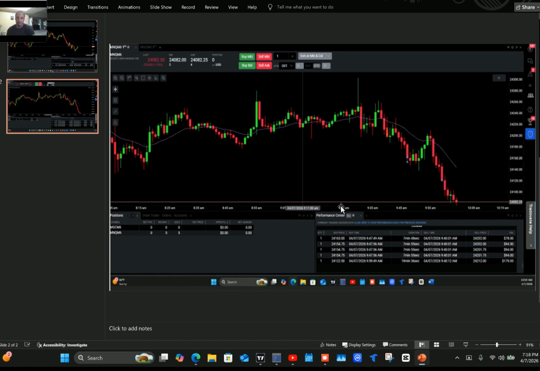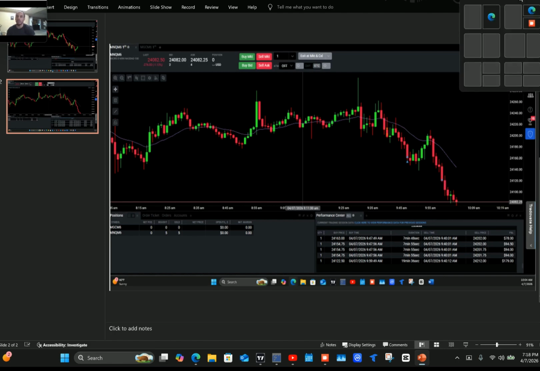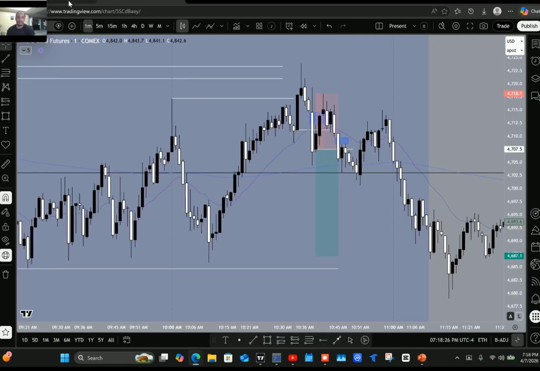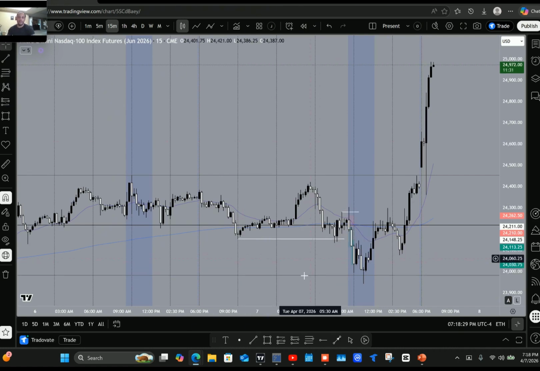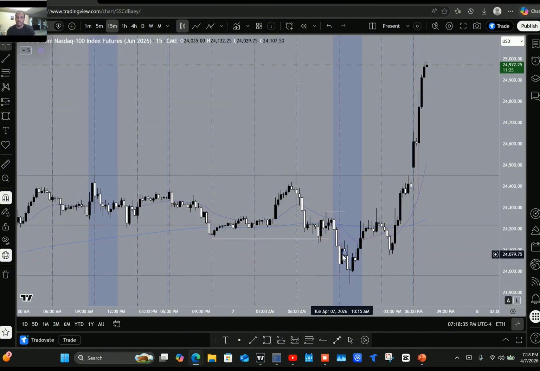Alright, so here's the second trade, the winning trade that I took today. As you can see, I entered in here, and first take profit here, and then second take profit here. So let's go into the charts and see how it looked. Alright, so let's clean everything up.